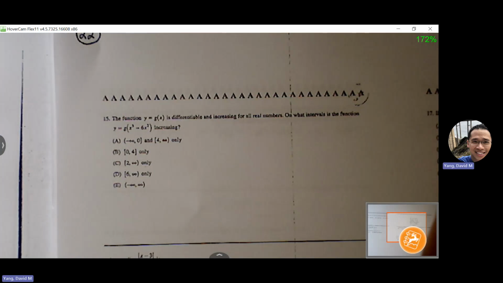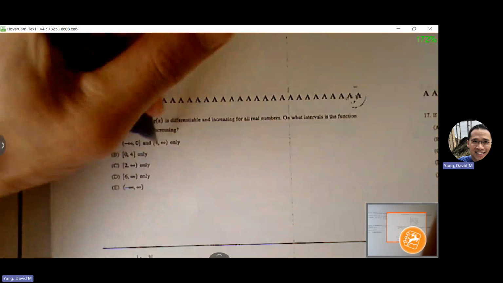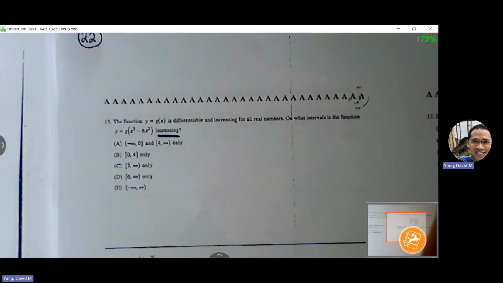Next up, the function y equals g of x is a differentiable and increasing function. On what interval is the function y equals g of x cubed minus 6x squared increasing? So anytime I see the word increase, decrease, I know it has to deal with slope. If it deals with slope, it's got to deal with the derivative. So I have to get to my derivative first.